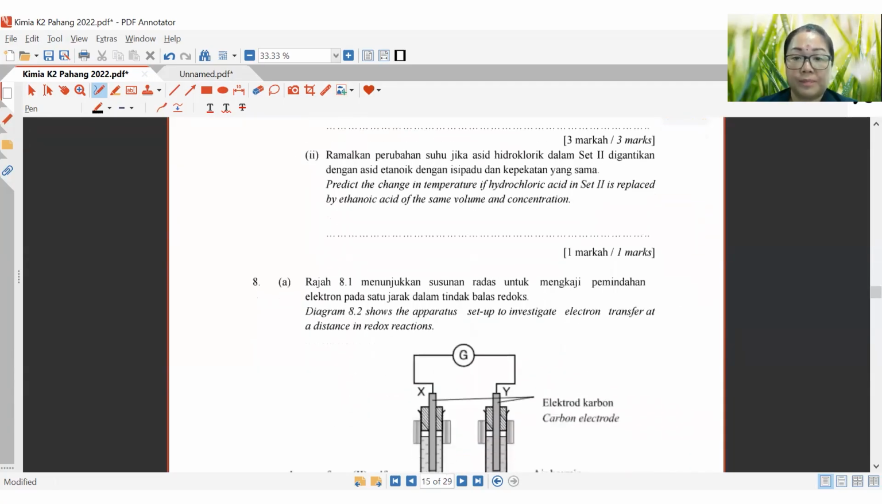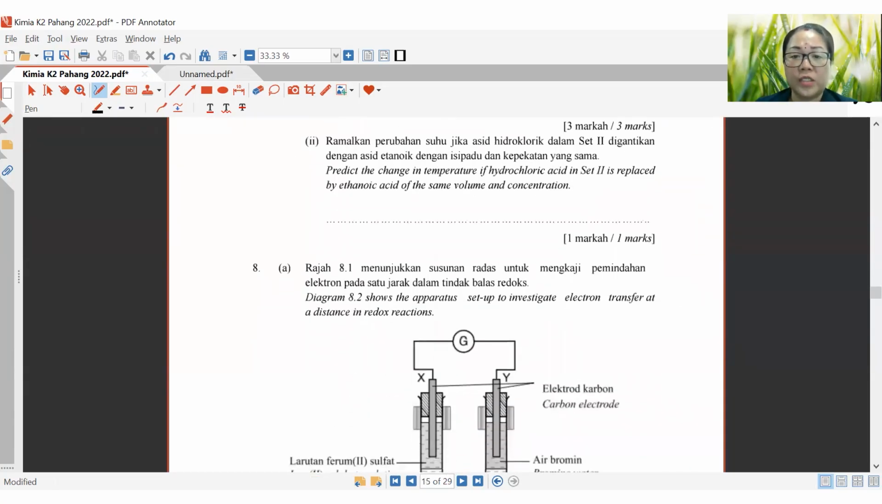All right, now 3, predict a change in temperature if hydrochloric acid in set 2 is replaced by ethanoic acid of the same value and concentration. So what do you think? Now we change it to something which we call the weak acid. So if it is weak, definitely the dissociation of hydrogen ion will be much lower compared to the strong acids. So in other words, you can put in your answer as change of temperature becomes lower.